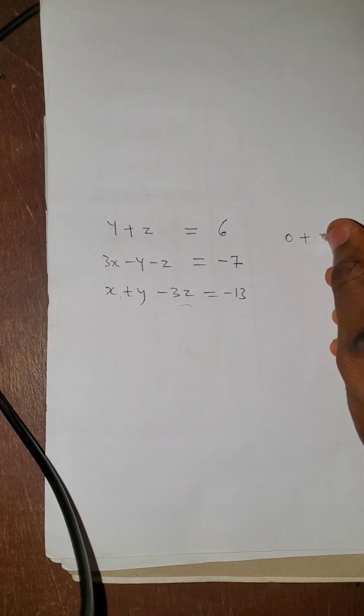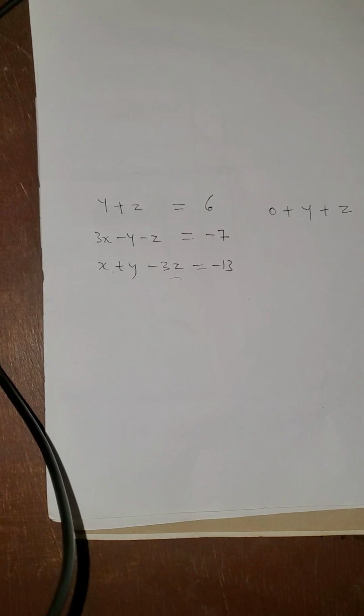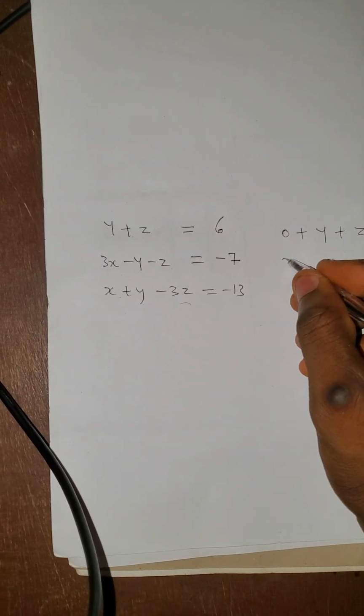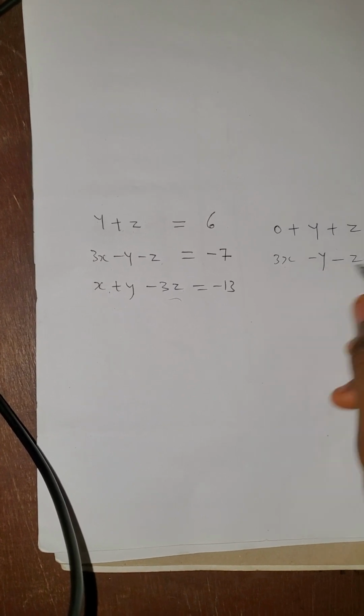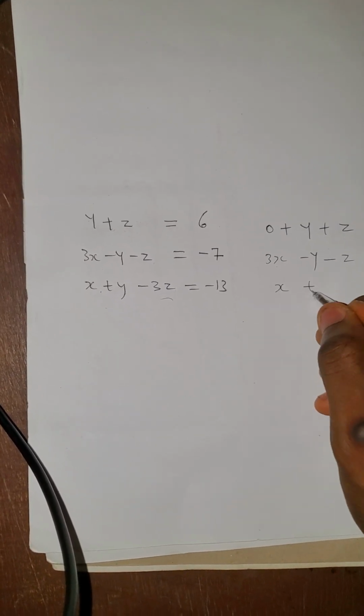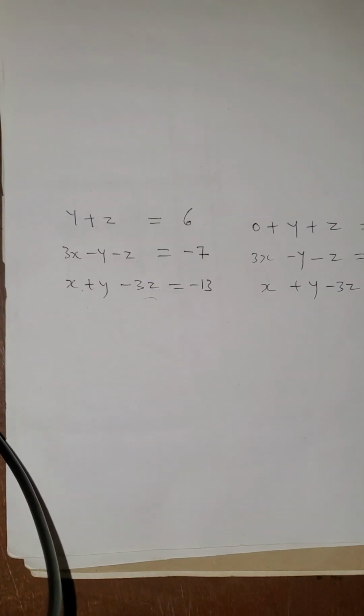So it will be 0 plus y plus z is equals to 6. So that's it. So this one will be 3x minus y minus z is equals to minus 7. And the third one is x plus y minus 3z is equals to minus 13. So let us now press on the calculator.